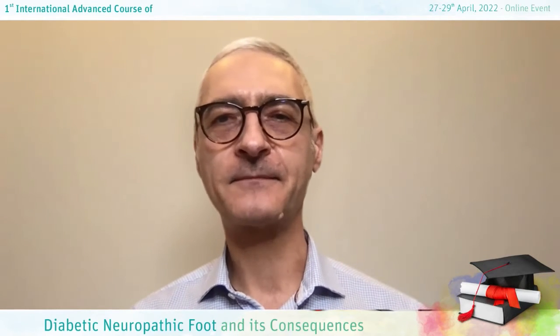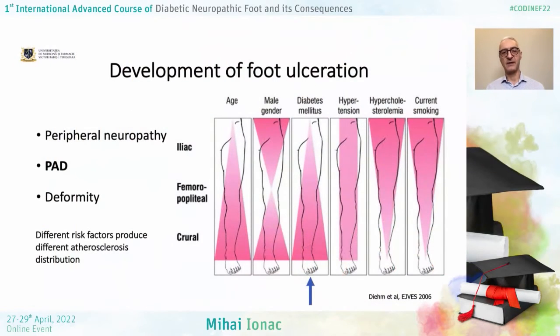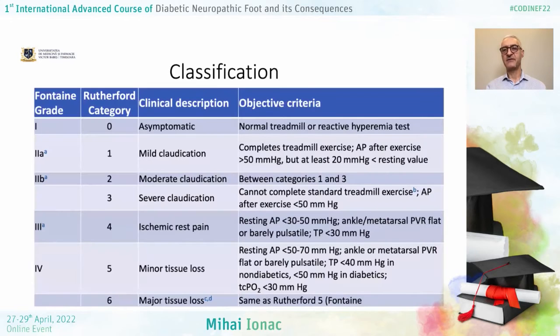I will start by saying that foot ulceration develops with a combination of peripheral neuropathy, peripheral arterial disease, and deformity. And in case of peripheral arterial disease, diabetes mellitus has a particular atherosclerosis distribution, meaning that calcification and obstruction of vessels will be more severe in the distal part, below the knee.